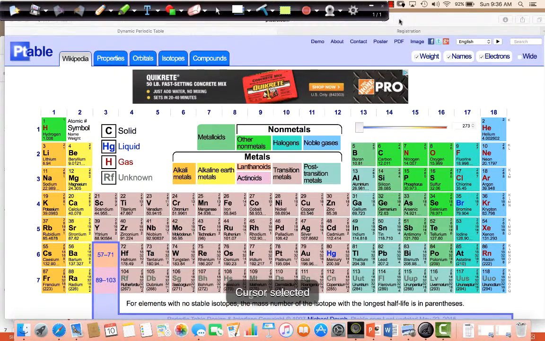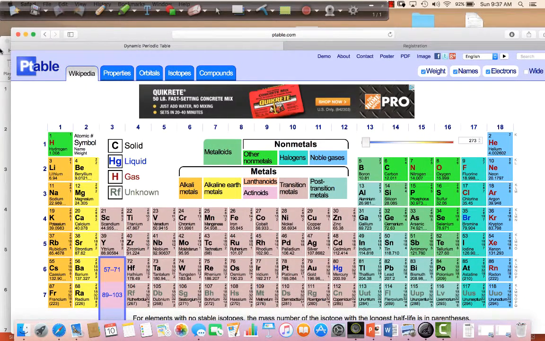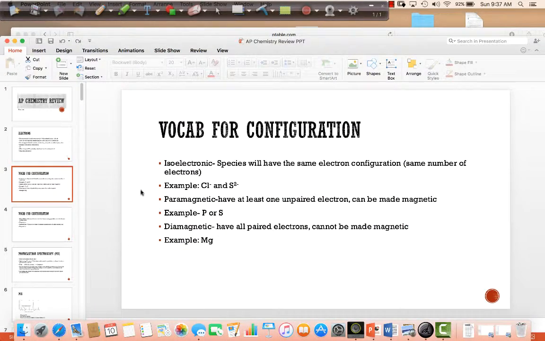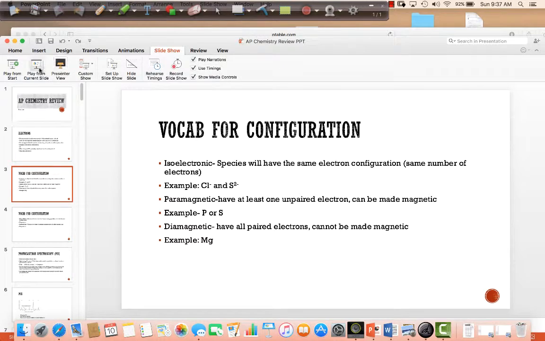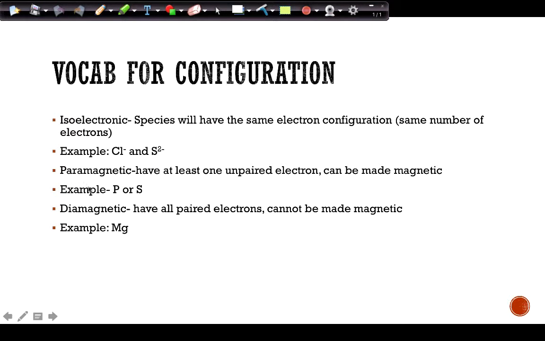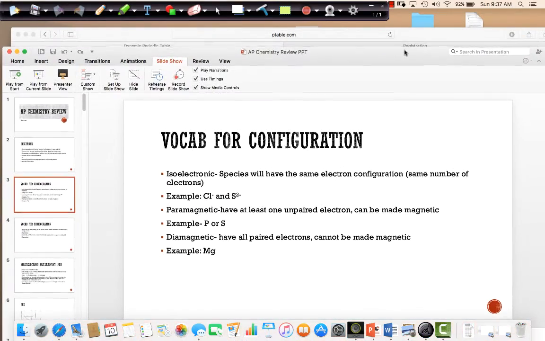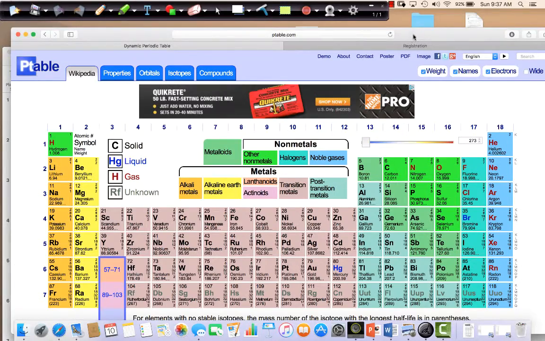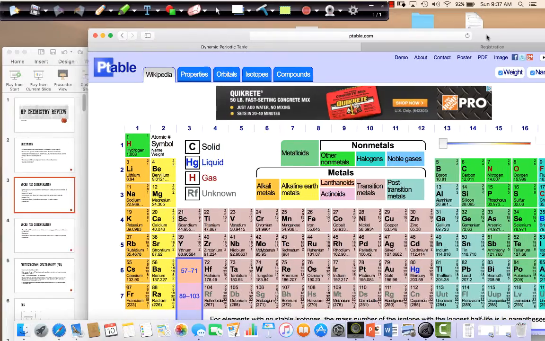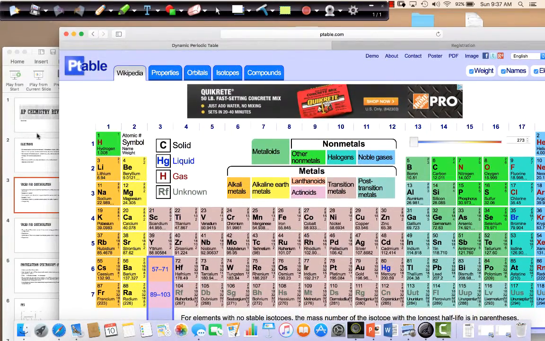Okay, a couple other things that you need to know, like paramagnetic and diamagnetic. Paramagnetic means that they have at least 1 unpaired electron, and they can become a magnetic species. So when we look at our configuration, you really need to look at the orbital diagrams for that. So let's look at, let's say, sulfur and phosphorus.